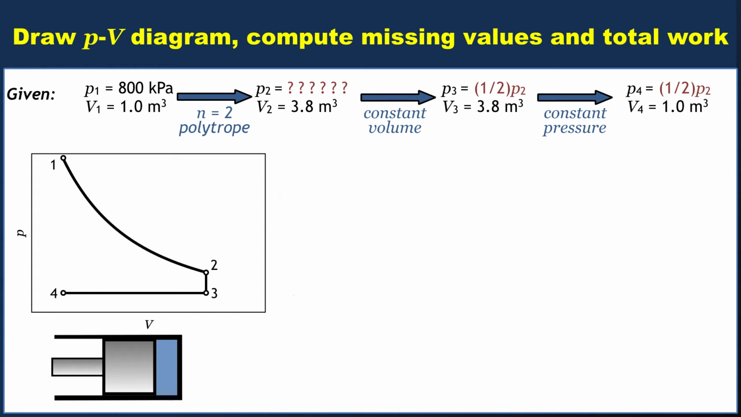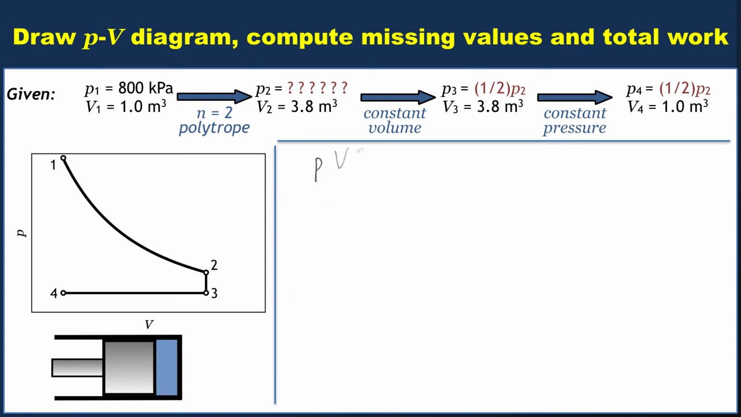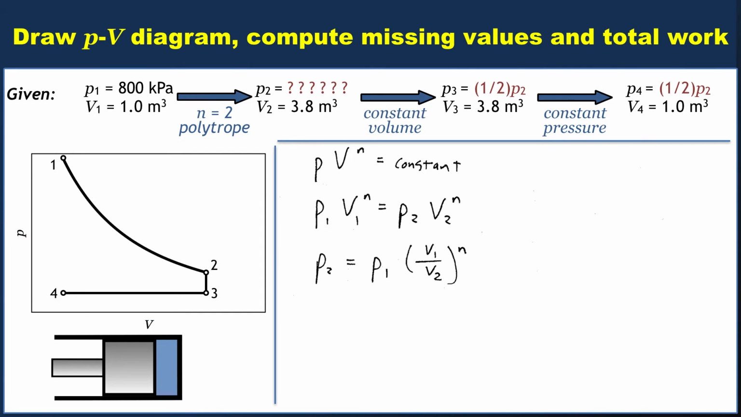Let's jump in, we're just going to do this in order. So the first step is a polytropic process getting from state 1 to state 2. We can use PV^n equals constant. That means that P1 V1^n equals P2 V2^n. We can solve for P2 in a pretty straightforward fashion.